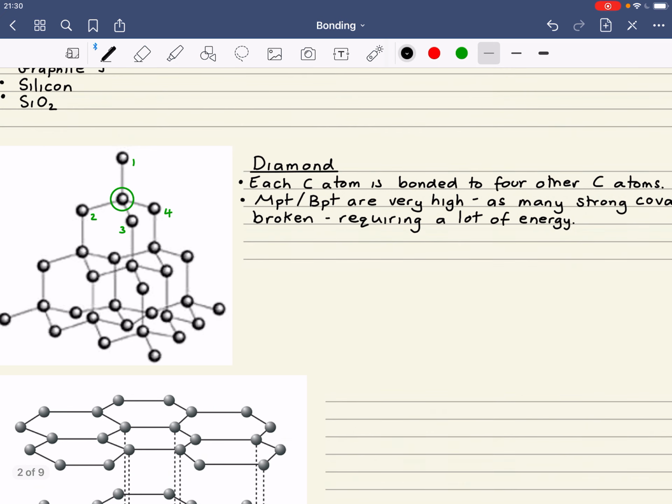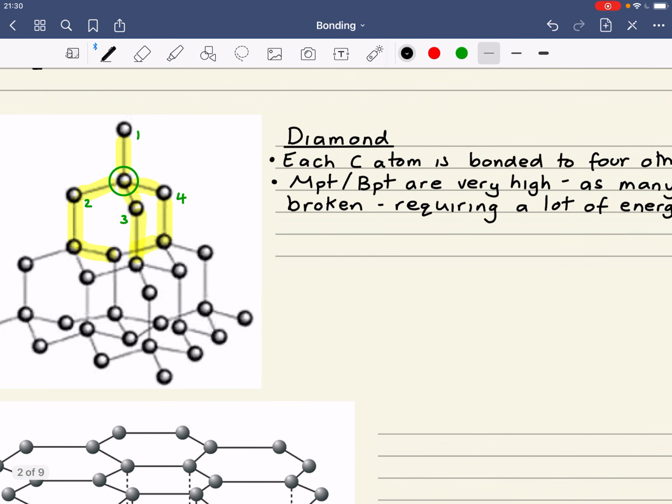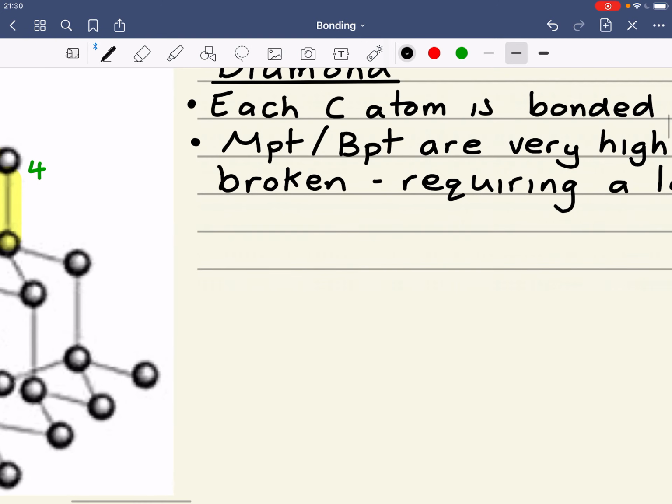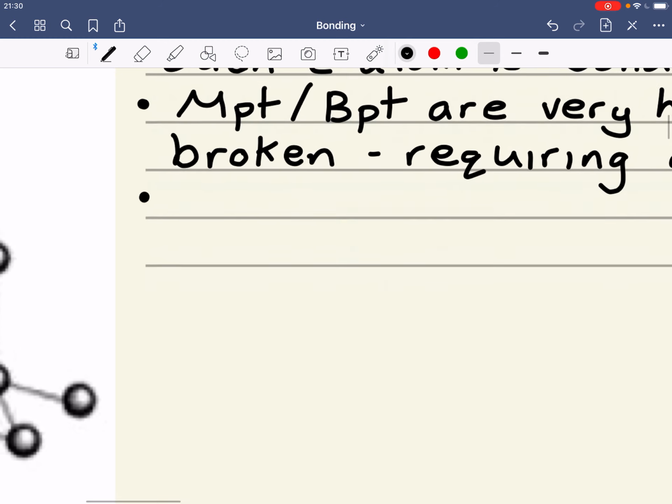These covalent bonds, there's lots and lots of these. We've got to break all these covalent bonds to boil or melt diamond, and because we've got so many strong covalent bonds that need to be broken, it's going to require a lot of energy to melt or boil these. It's also got what we call a very rigid tetrahedral structure, and that makes diamond very, very hard. The word tetrahedral is something that we'll look at when we do shapes of molecules.